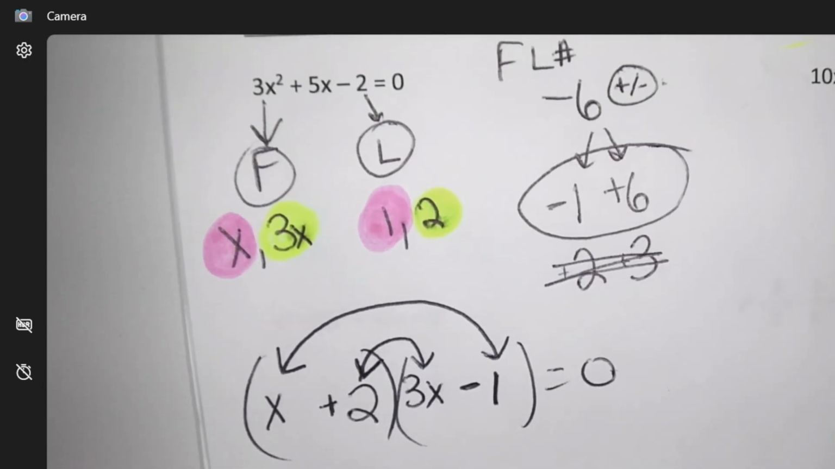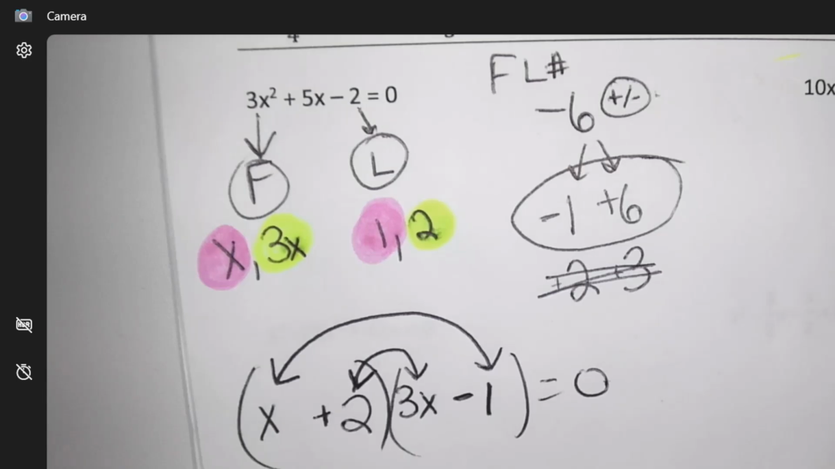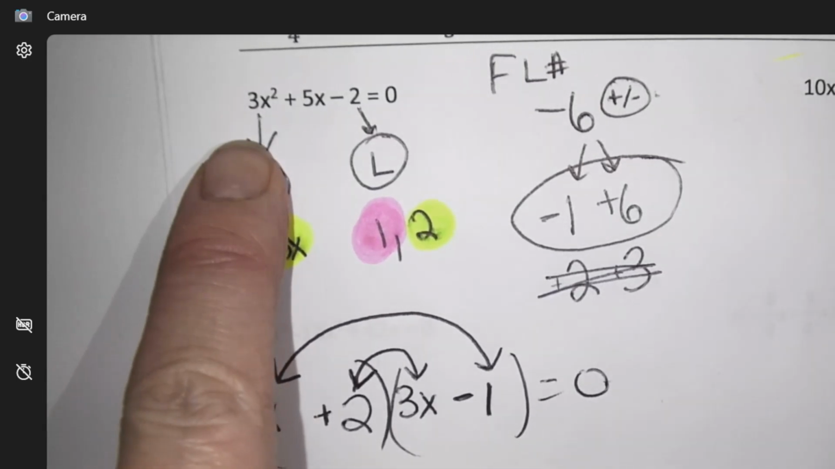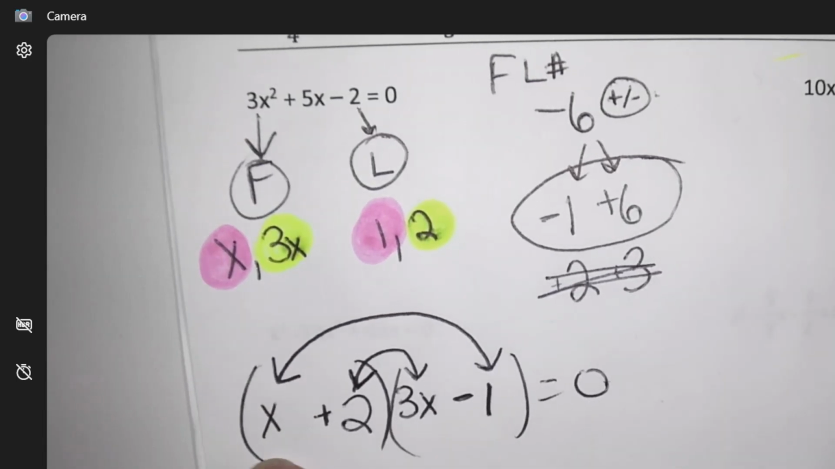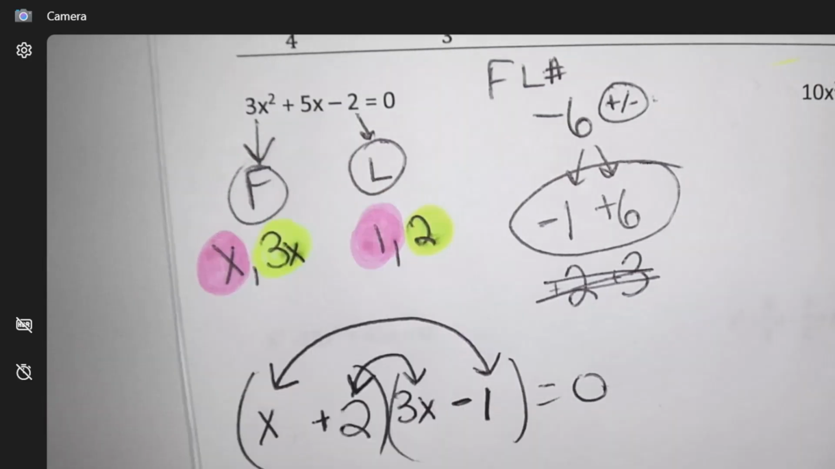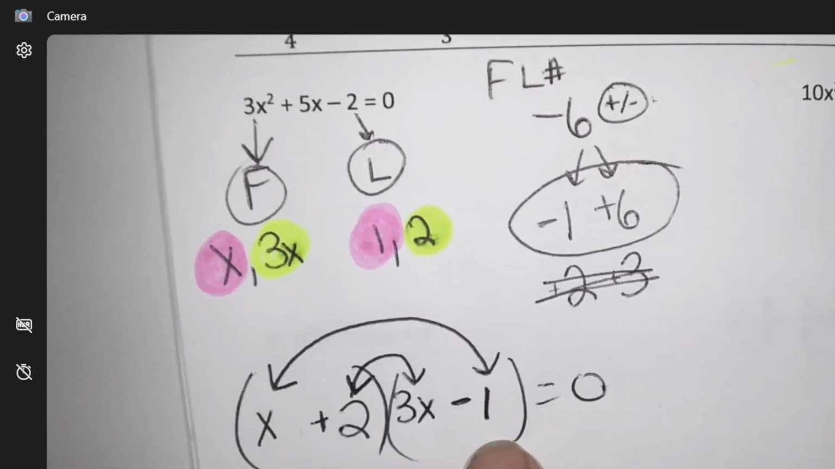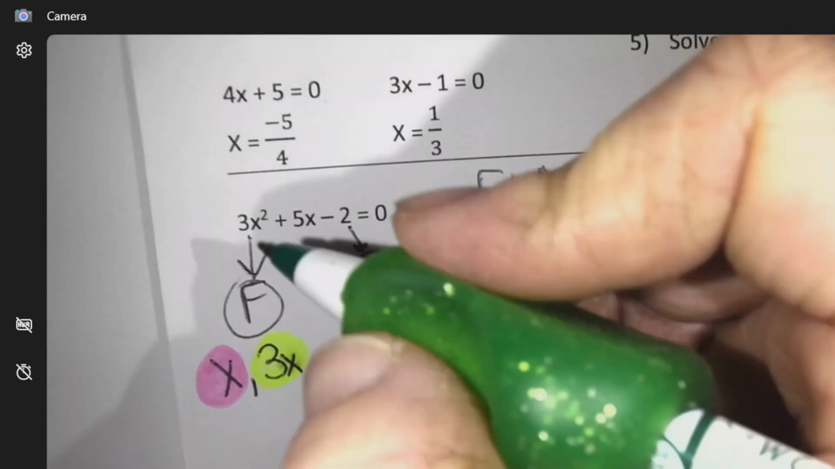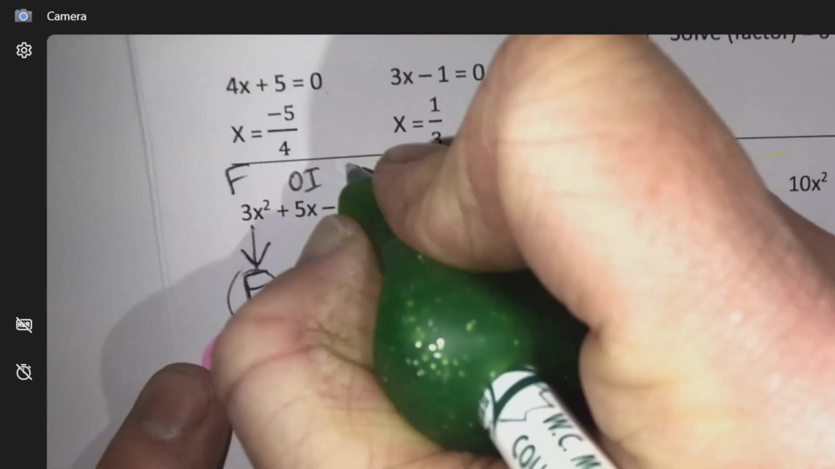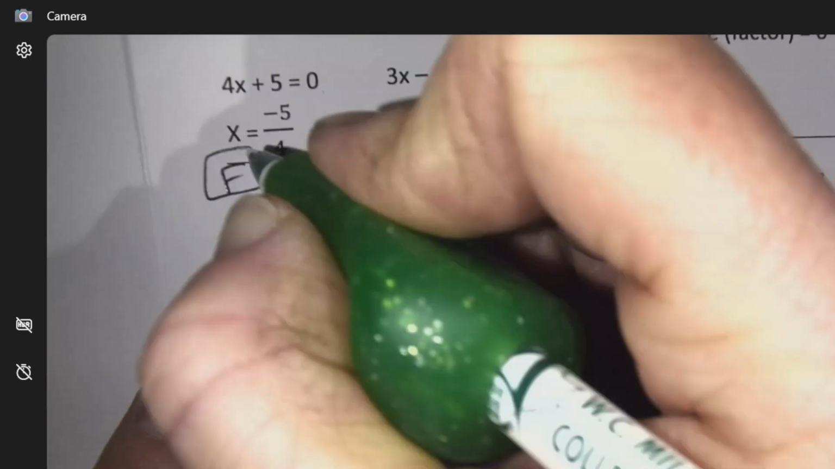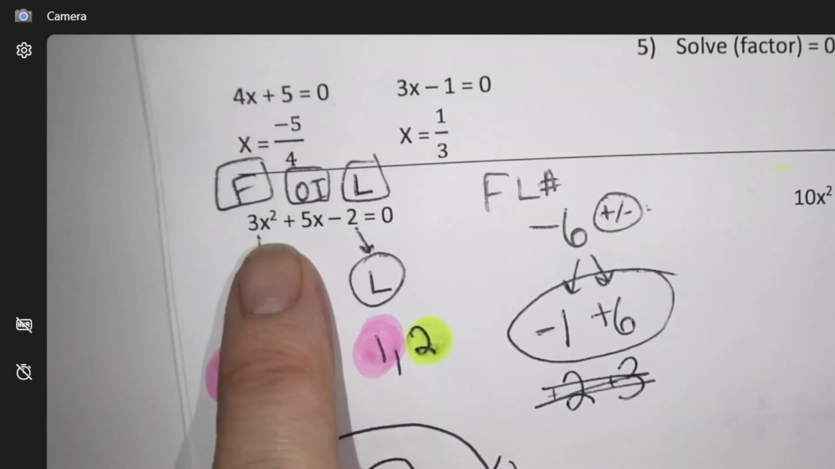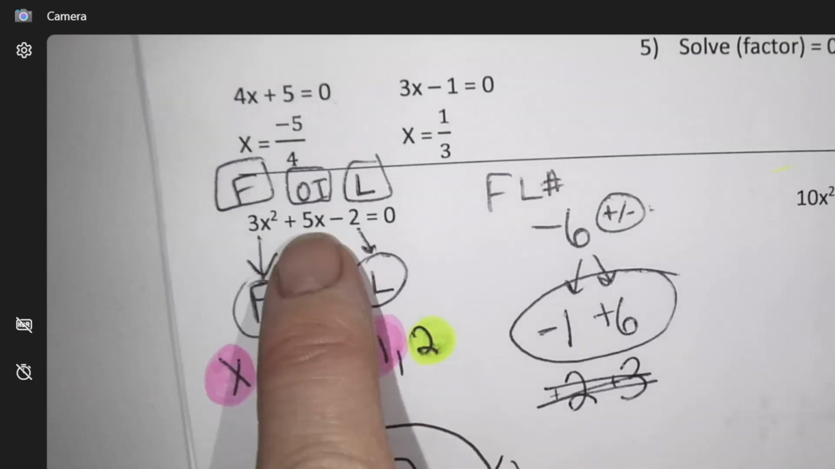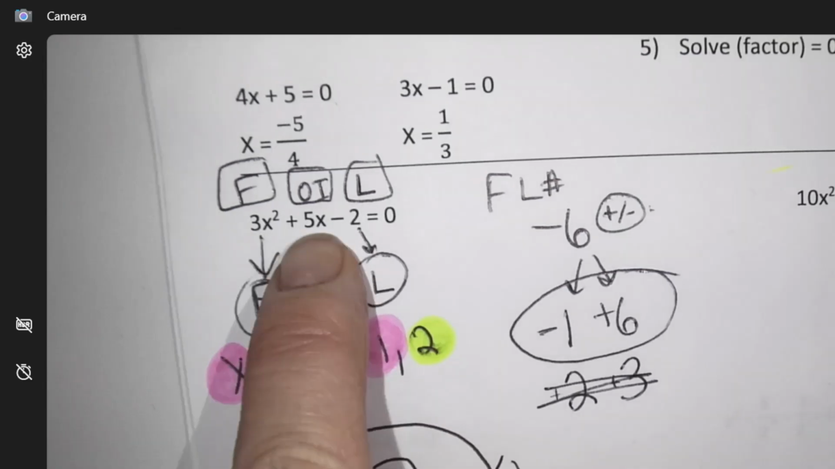Okay, just quickly check your FOIL. Did it work out? First times first, 3x squared. Check. Do your outsides and your insides go together to be 5x? Does your last times your last make that last? Does everybody see the FOIL components? First, this is outside and inside, and then the last.